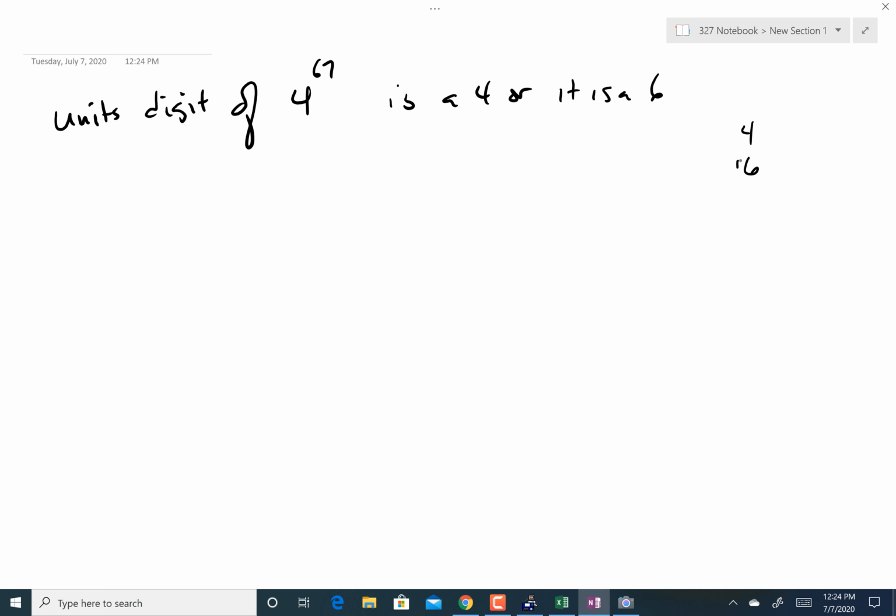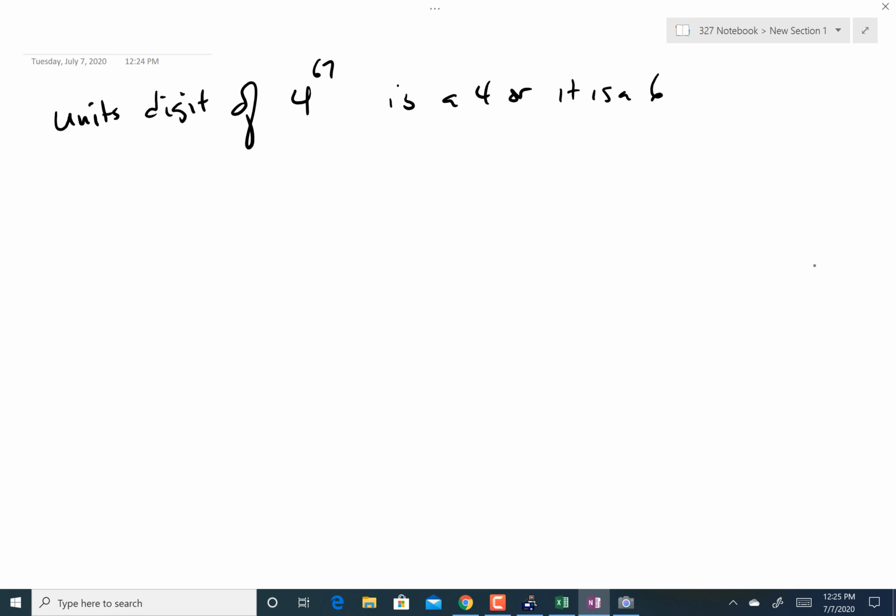So let's do this here. We're going to use De Morgan's laws to write negations for the statements in 25-31. The statement that I'm going to give you is: the units digit of 4 to the 67th power is a 4, or it is a 6. By the way, how do you know that? Well, 4 to the first power is 4, 4 to the second is 16, 4 to the third is 64, 256, and so on. They will always end in a 4 or a 6. It's a fact. Now, let's look at De Morgan's laws again, just in case you've forgotten them.